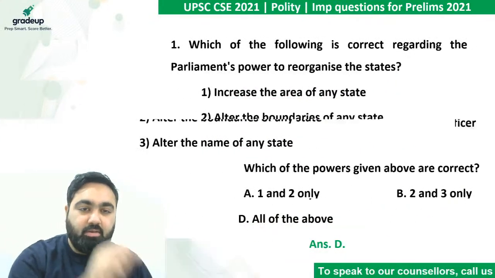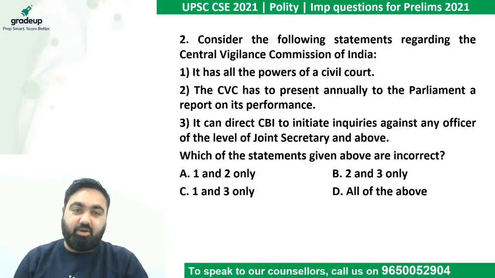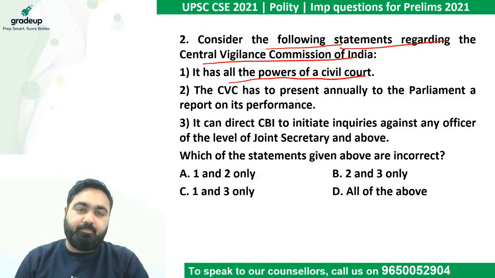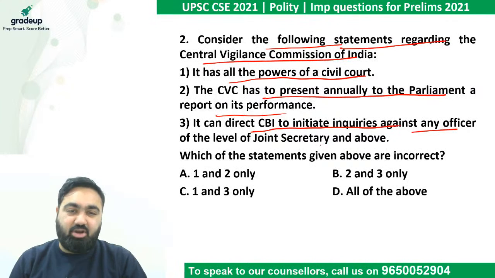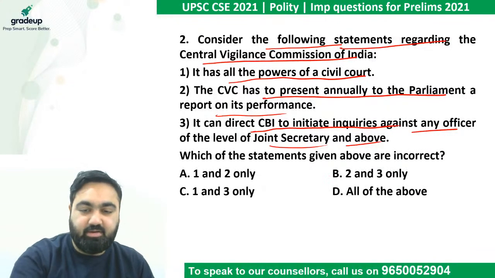Moving on. Second question is in front of you. Which of the following statements regarding the Central Vigilance Commission of India? These are the following statements that you have to consider. Number 1, it has all the powers of a civil court. Number 2, the CVC has to present annually to the parliament a report on its performance. Number 3, it can direct the CBI to initiate inquiries against any officer of the rank of Joint Secretary or above. Which of the following is incorrect?